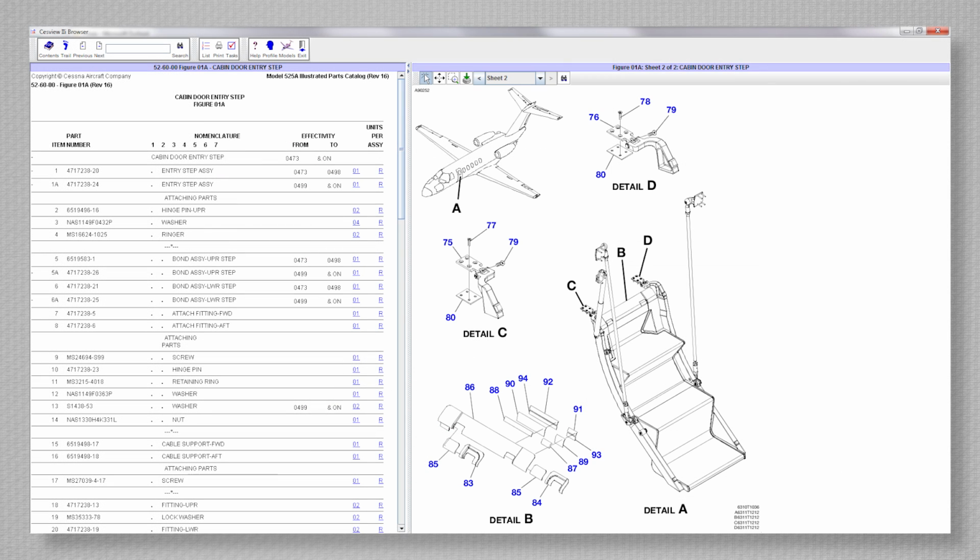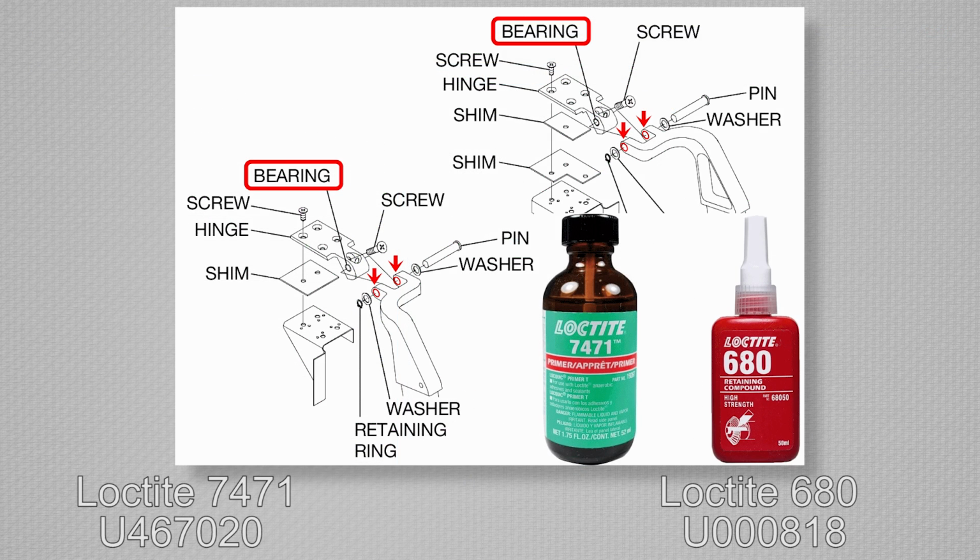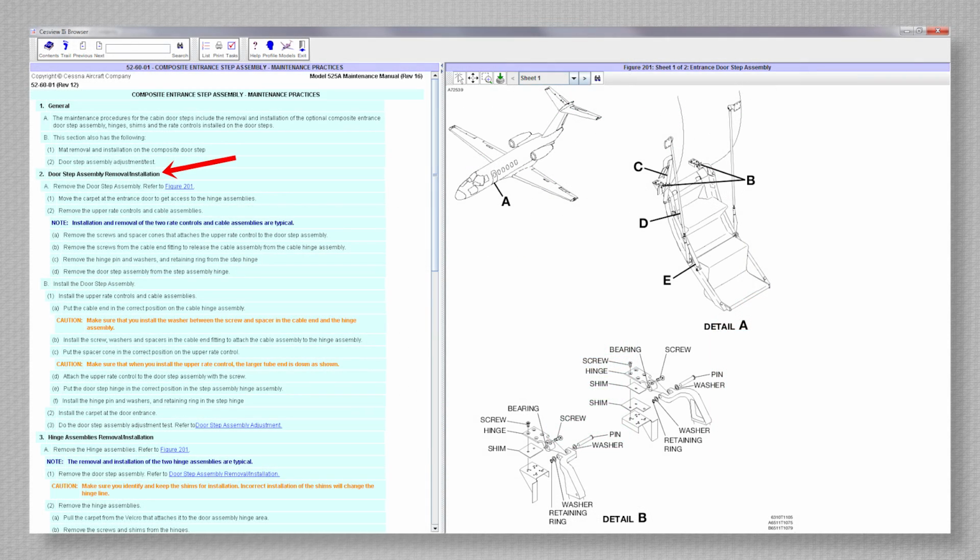If you have any concerns about what bearing may or may not be present, you can always reference Chapter 5260 of the Aircraft Illustrated Parts Catalog, and the bearings will be identified there. Upon installation of the new bearing, utilize Loctite 7471 primer and Loctite 680 green adhesive to bond the bearing in place. Now the steps can be reinstalled per Maintenance Manual Chapter 5260.